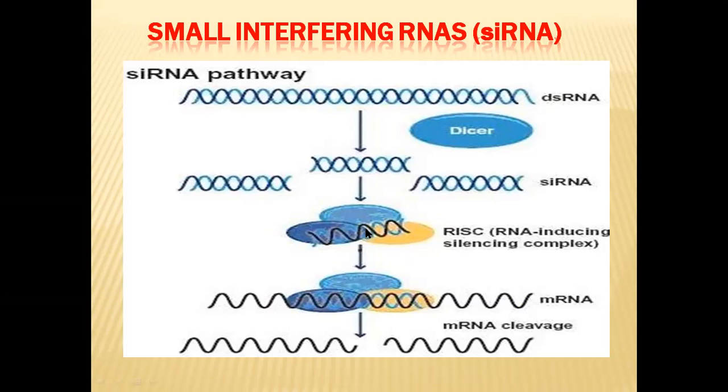Along with the special proteins, this siRNA will form spliceosomes, and these spliceosomes will join with the mRNA and cleave the mRNA. So this cleaved mRNA will not be useful in the protein translation process, in protein synthesis. In this way, siRNA also will disrupt the protein synthesis process like microRNAs or miRNAs.